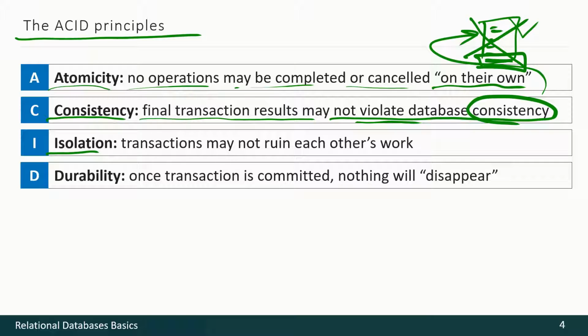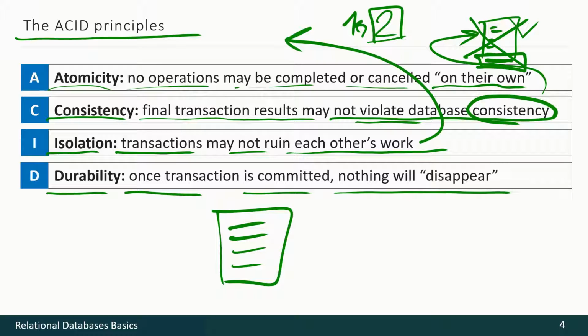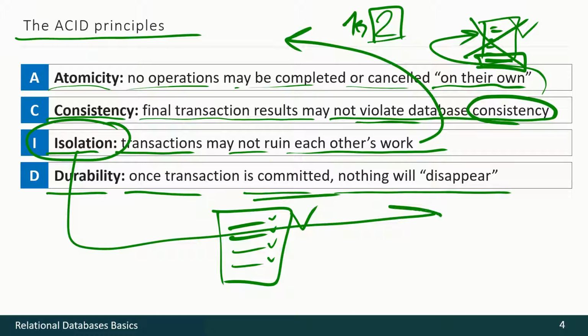The isolation principle tells us that transactions may not ruin each other's work. Remember that example we saw a couple of seconds ago. We had the first and the second client, and the second client was waiting for the first to complete his operations. And the durability principle tells us that once a transaction is committed, nothing will disappear. So when we have a lot of operations inside the transaction and the transaction is committed, none of those operations will somehow disappear. They all have some effect on the database. And the isolation principle needs some more explanation.